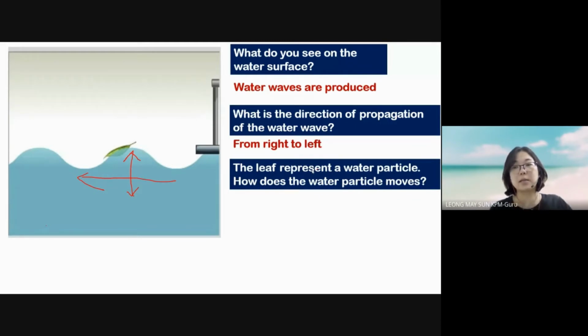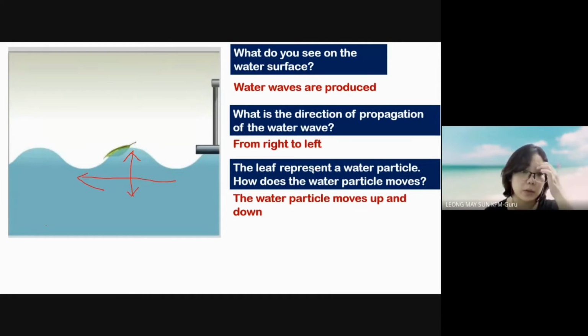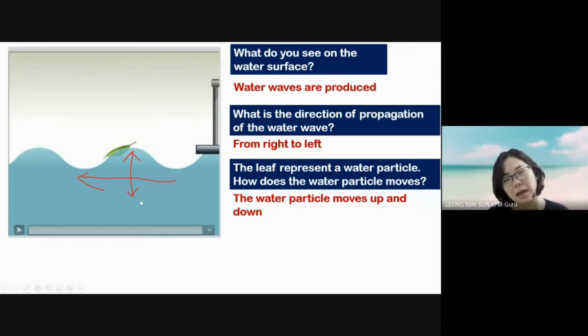So the leaf represents water particles, and the water particles move up and down, right? As you can see from what I'm drawing right now, from right to left is the wave propagation. Propagation means movement, all right? So wave propagation means the direction in which the wave is moving, and the leaf is moving up and down. Based on mathematics, these two lines are perpendicular, 90 degrees to each other. So take note of this. I think in the next subtopic, we will talk about this particular direction.